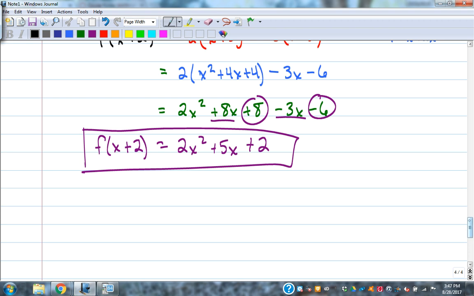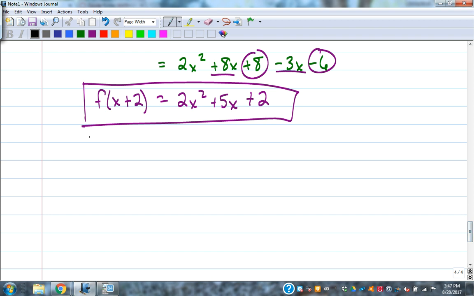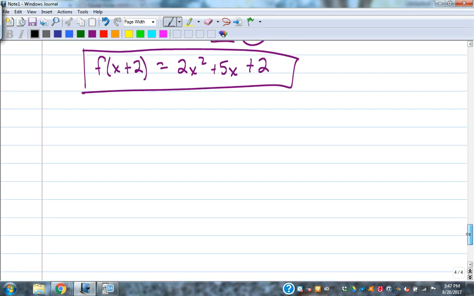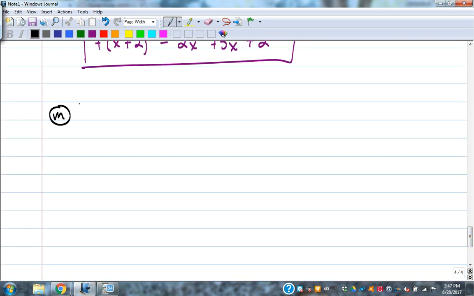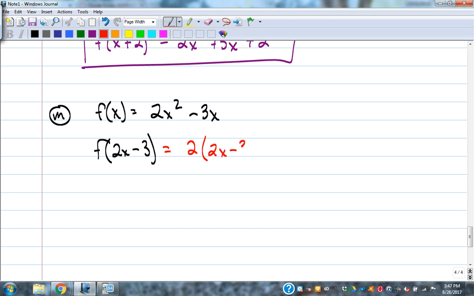Just a couple more in this section, and then we'll move on to something else with function notation. So first section is kind of long. The rest of them are not as long. So let's do one more of those. F of x, again, let's use 2x squared minus 3x, and let's find f of 2x minus 3. A similar problem, a little bit different because of the coefficient. But work-wise, very much the same.